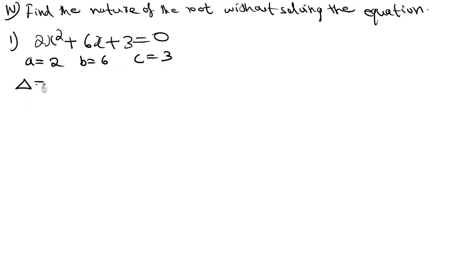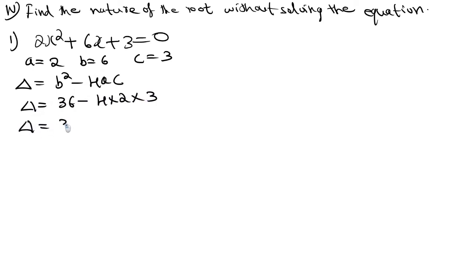Discriminant delta is equal to b square minus 4ac. Delta is equal to b square, 6 square is 36, minus 4 into a value is 2, c value is 3. Delta is equal to 36 minus 4 2s are 8, 8 into 3 is equal to 24. Okay, then 36 minus 24, it's equal to 12. Delta value is equal to 12.